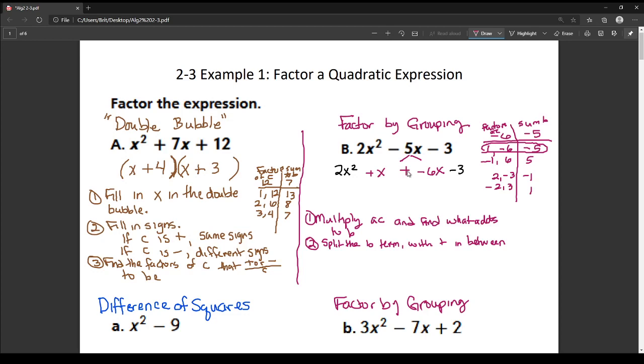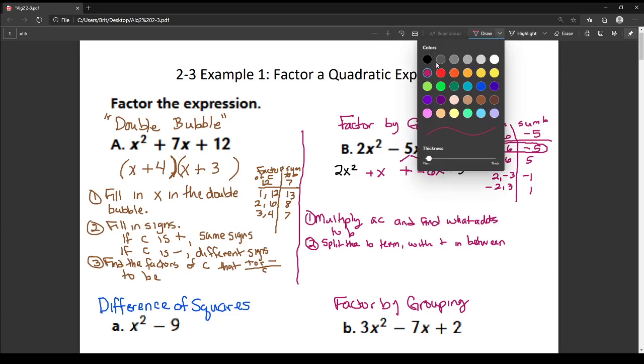Now it's important to note you have to have this plus between. So you notice how I didn't put plus x minus 6x? If you don't have the plus in between, it's going to mess up your signs and you won't be able to factor it properly.